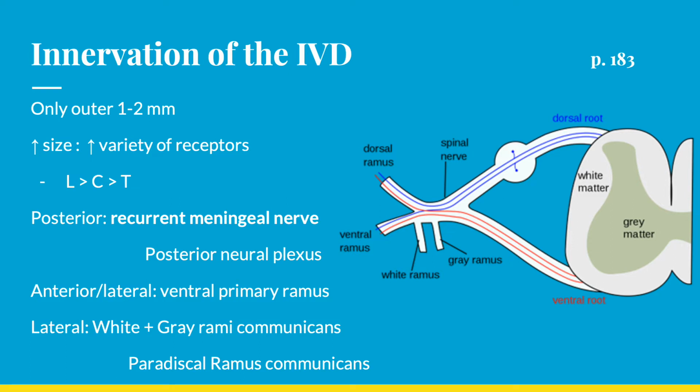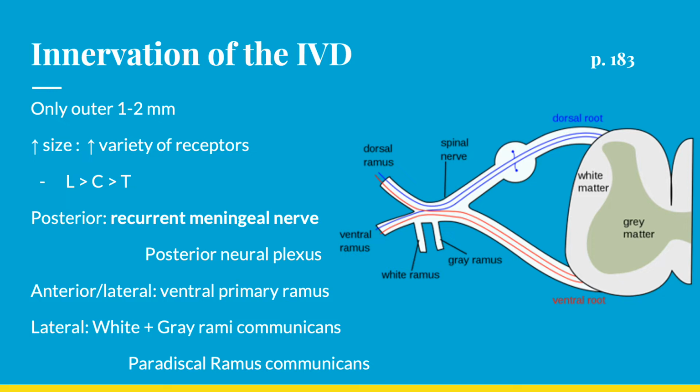Moving into innervation. This is important because obviously we're going to be dealing with a lot of disc herniations and those kinds of things in practice. So we want to know where the pain is coming from and how it's related to the disc itself. It's super important to know that only that outer 1 to 2 millimeters of the annulus is going to be innervated.